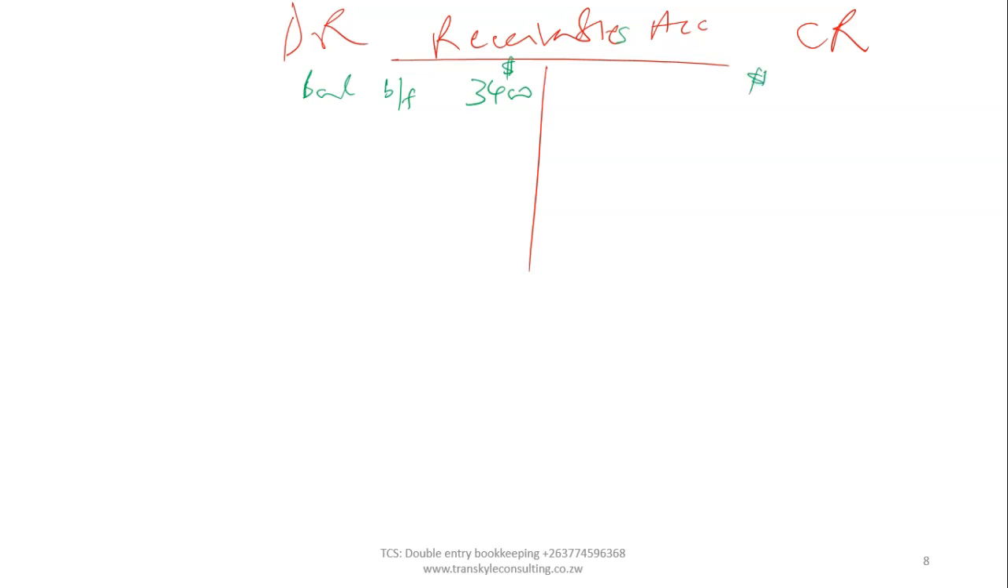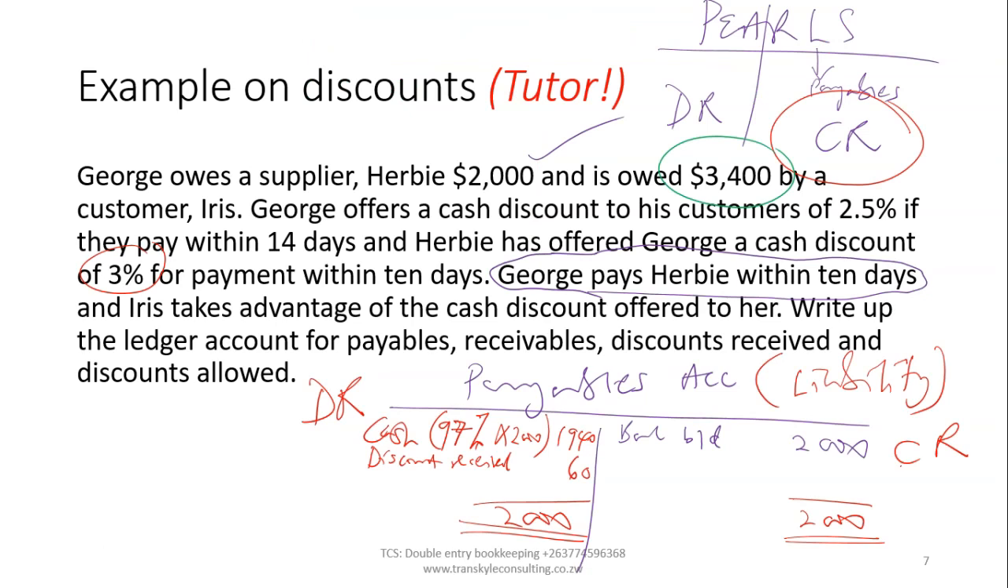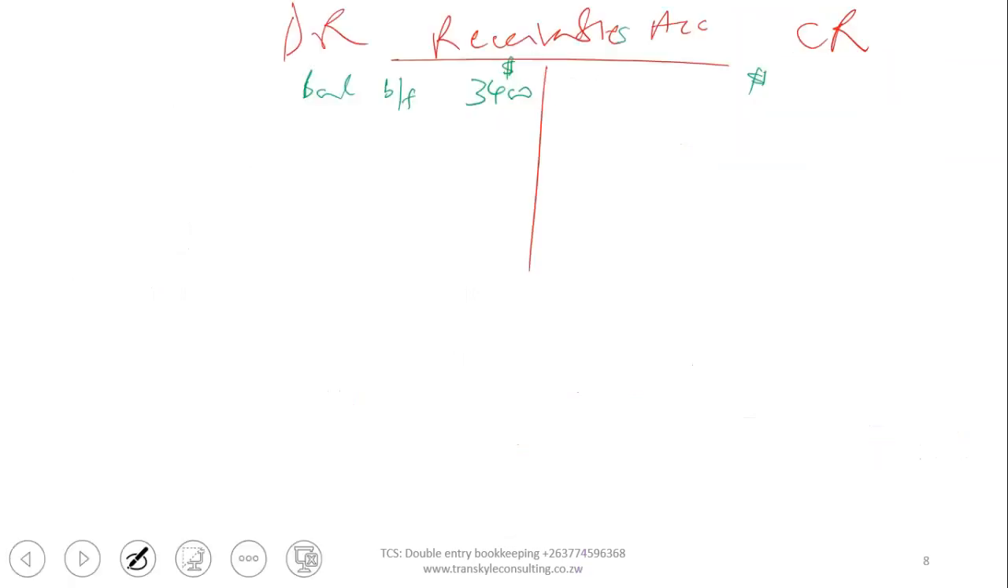And then what do you have to do next? You have to worry about how much cash was actually paid by the customer. We are only going to know that after we consider the amount of discount which was allowed. We are told that George offers a cash discount to his customers of 2.5% if they pay within 14 days, and that Iris took advantage of the cash discount offered to her, which means Iris paid within 14 days, so she was entitled to a discount.